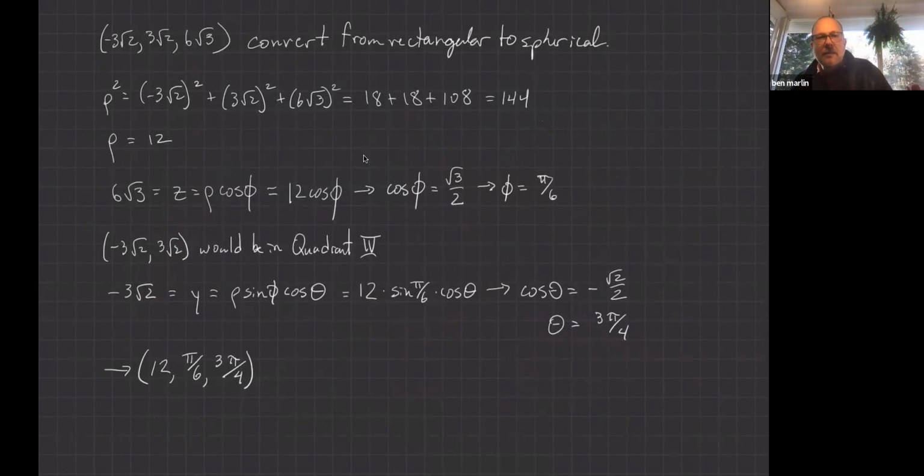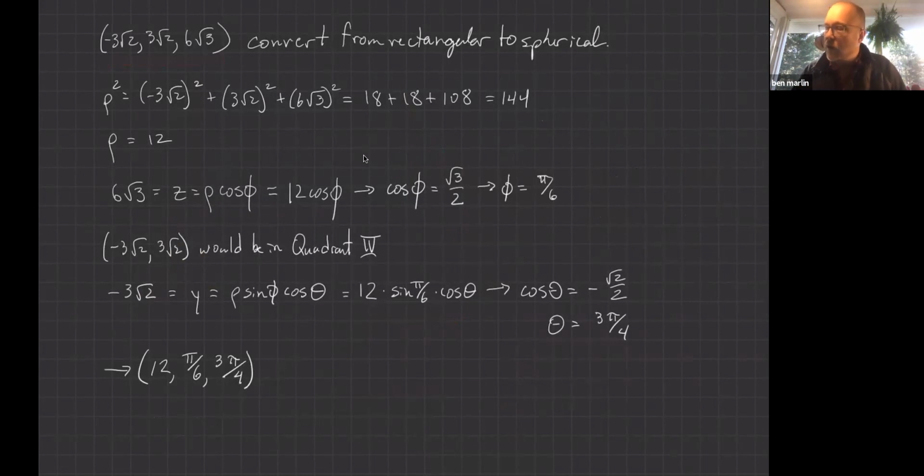Hilarious, right? A quick example where we're converting from rectangular to spherical coordinates. The other direction, converting from spherical to rectangular, I expect you can just plug into formulas and get it. That's not hard. This, however, is a little bit tricky.